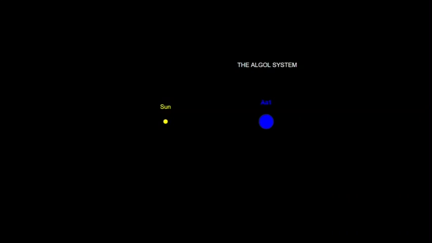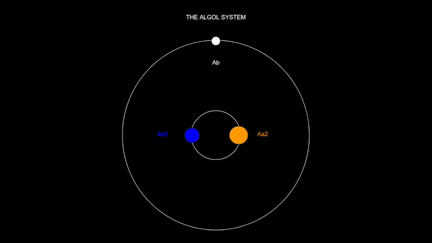Algol is a system of three individual stars. Algol AA1 is a blue main sequence star, roughly 2.75 times the diameter of the Sun. Algol AA2, which closely orbits AA1, is an orange subgiant star, roughly 3.5 times the Sun's diameter. Algol AB, the final component of the system, is a white main sequence star with a diameter of roughly 1.75 times that of the Sun, and orbits the other two stars further out, as seen in this diagram.